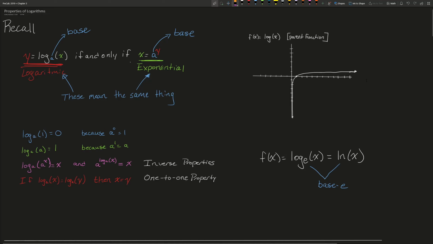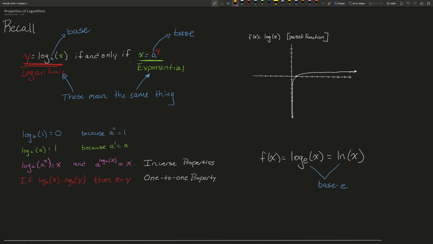In this video, we will be going over the properties of logarithms. Before we do that, we need to recall a couple of things. First is what a logarithm actually is. A logarithm is an inverse of an exponential function. So a logarithm will look like y is equal to log base a of x if and only if x is equal to a to the power of y.